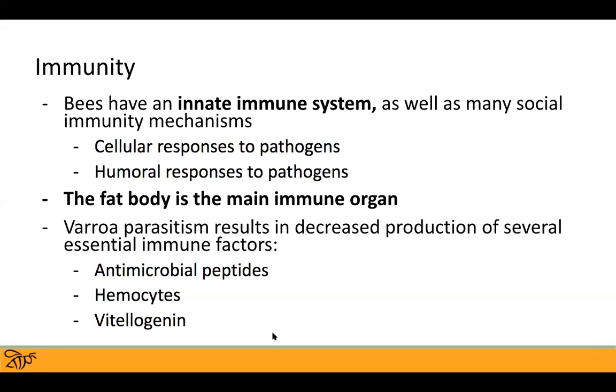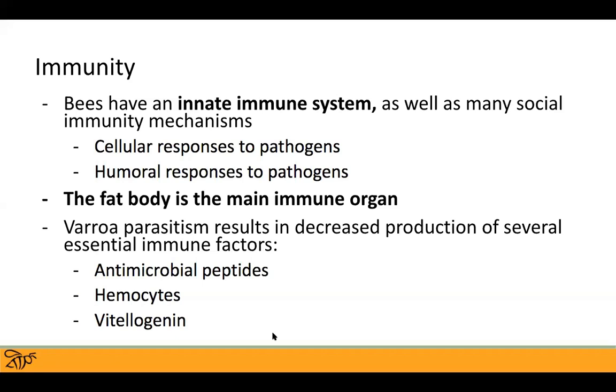And it also decreases the production of something called vitellogenin. Vitellogenin has a lot of functions, but the one that's important to this conversation right now is that it's an antioxidant. So basically, it reduces oxidative stress, which helps to prolong the bee's lifespan.